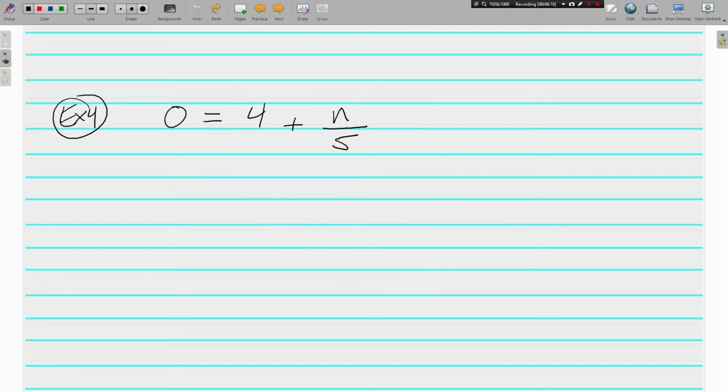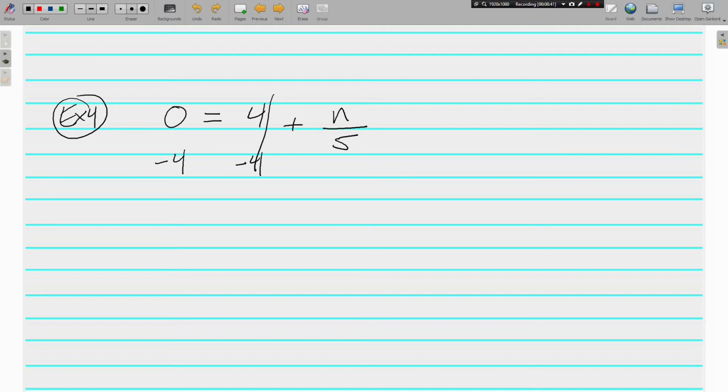A few more examples. 0 on the left this time. 0 is equal to 4 plus n over 5. Variable's on the right being divided by 5, and we're adding 4. So save the term with the variable for last. So we're going to subtract 4 from both sides.